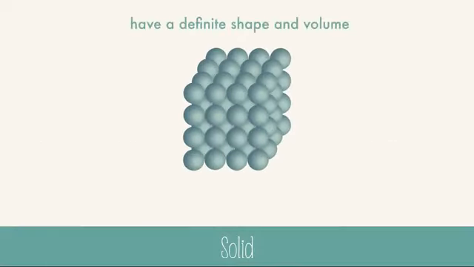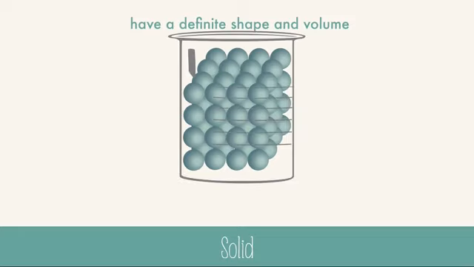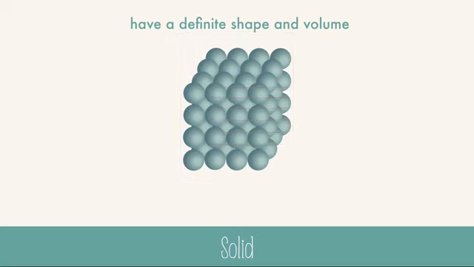Solids have a definite shape and volume. This means that no matter what container you put the solid in, the solid will maintain its original shape. The particles that make up solids are tightly packed together with just a little bit of movement in the particles. Solids are also incompressible because the particles are already so tightly packed together.